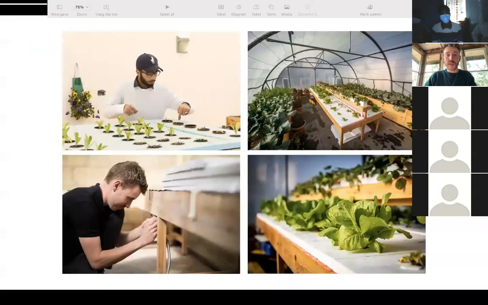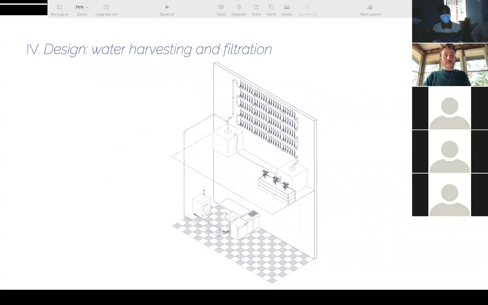So this is a bit of a tricky one. Okay, water harvesting and filtration. I think this might hopefully answer some of the questions.